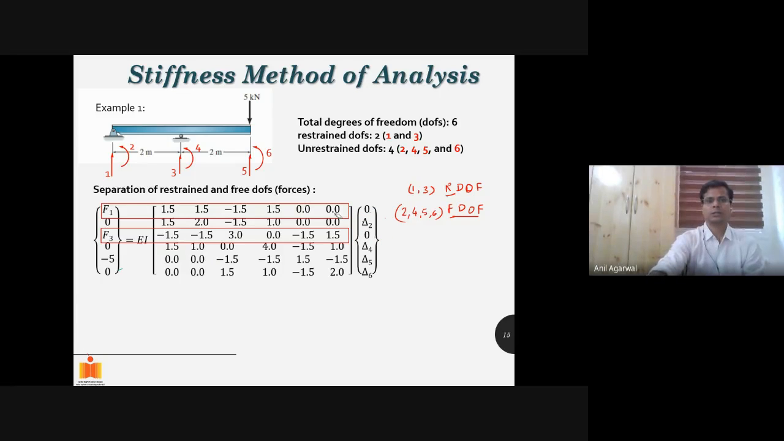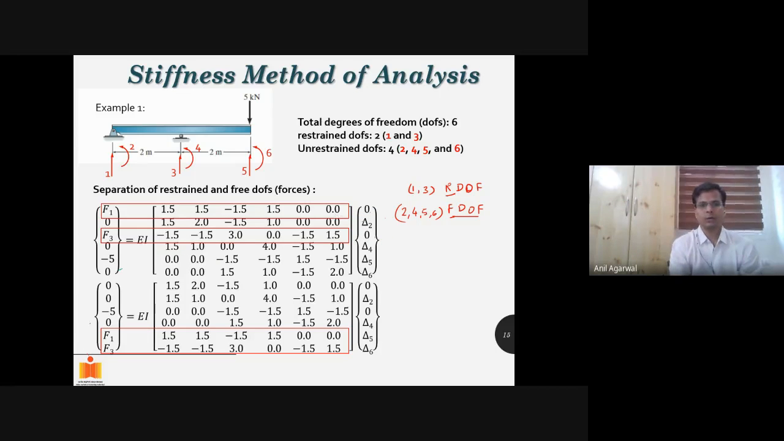So F1, F3 are restrained degrees of freedom. We will move them down like so. So when we move F1 and F3 terms down, we also move the corresponding coefficient terms in the matrix, but we don't have to make any change in the displacement matrix because we are not doing any column operations here. We are only doing row operations. So row operations are done between this vector and this matrix. Fine. So the first column has been moved to this location.